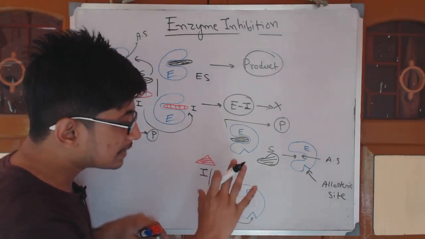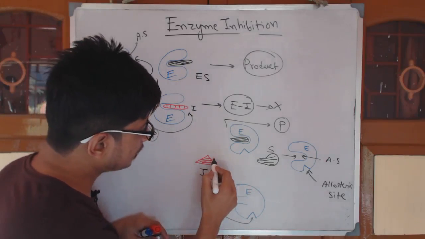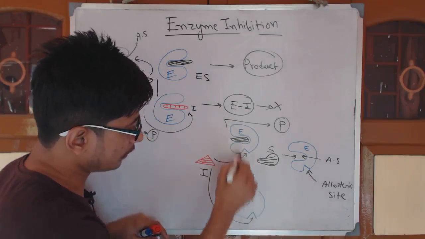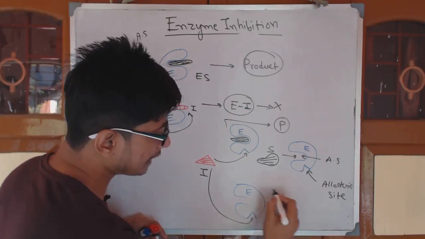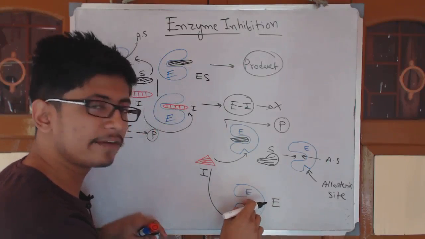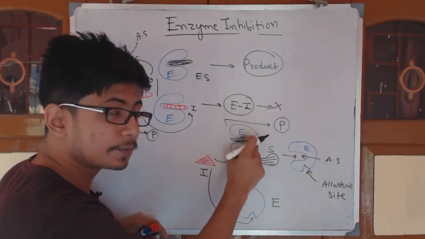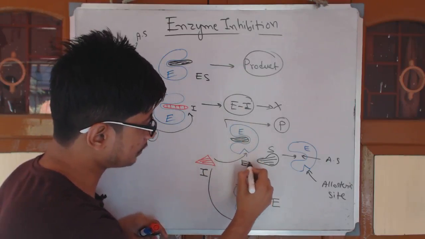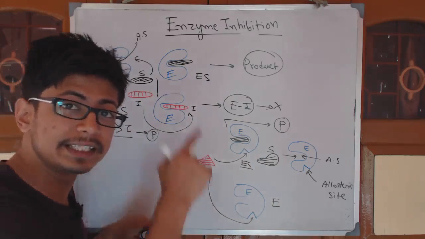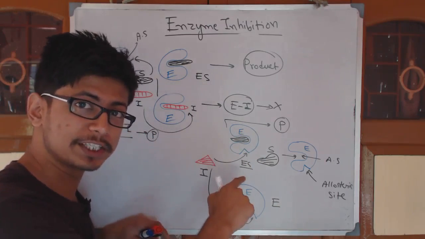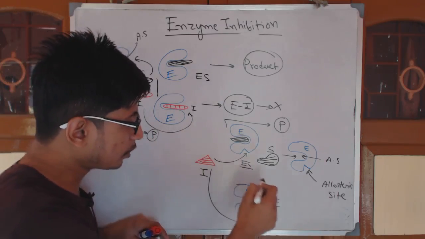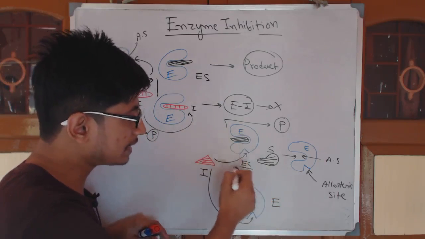Now let's say the scenario can be both. The inhibitor can bind with both of them. The inhibitor can bind with a blank enzyme which does not have any substrate bound, or it can also bind with a substrate-bound enzyme, that is the enzyme-substrate complex. This is the uniqueness of non-competitive inhibition. The inhibitor can bind not only with the enzyme but also with the enzyme-substrate complex.